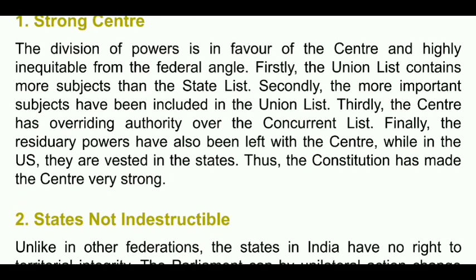Secondly, the more important subjects have been included in the union list. Thirdly, the center has overriding authority over the concurrent list. Finally, the residuary powers have also been left with the center, while in the US they are vested in the states. Thus, the Constitution has made the center very strong.